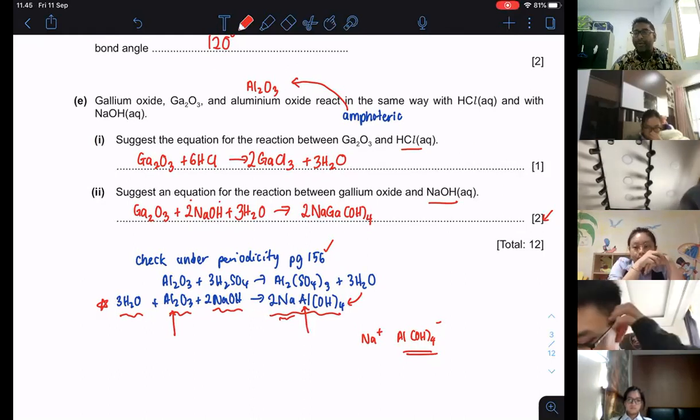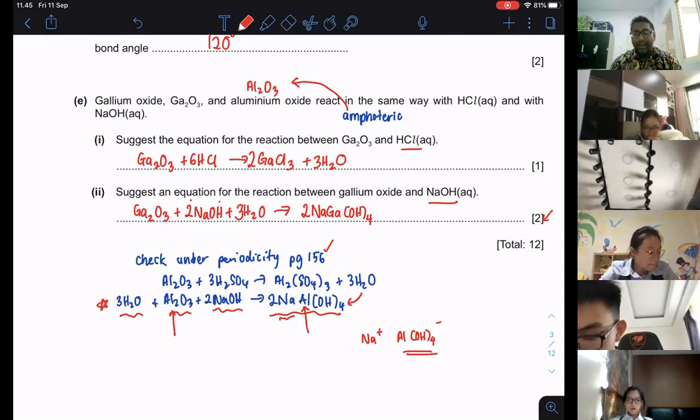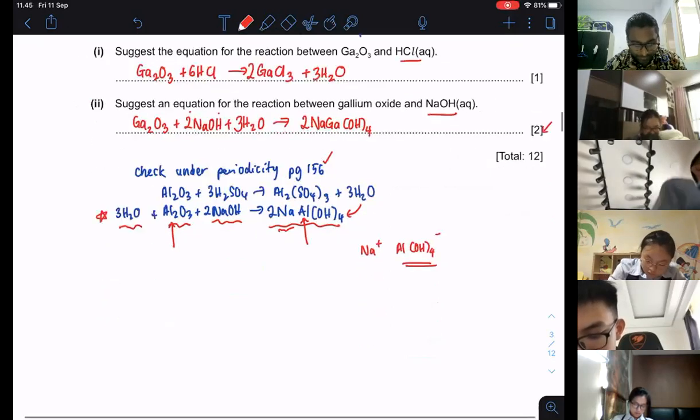Of course, I don't encourage you to memorize how to balance. I will encourage you to memorize what will react. Like for example, sodium hydroxide. Do remember on your left hand side, you must have water. Okay, let's move on.